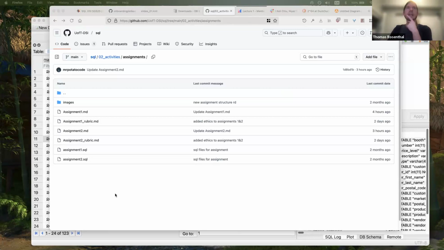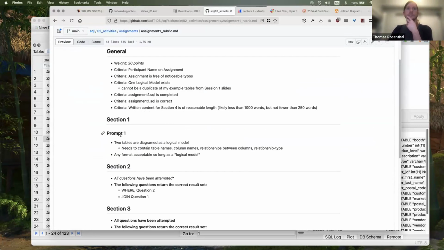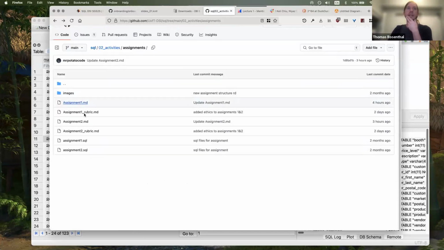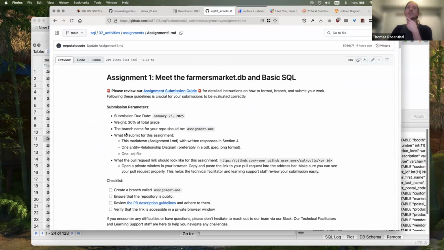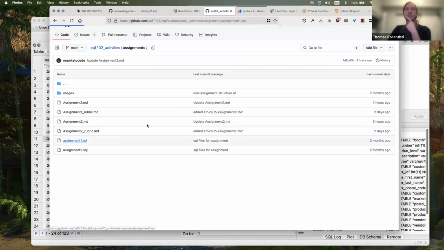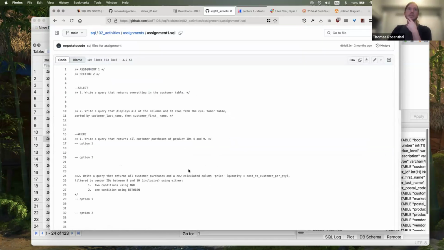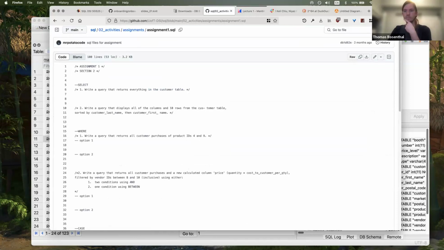So good question. In the rubrics, there are details on what is needed, and also in the assignments here are exactly what to submit. So submit this markdown. Submit 1 entity relationship diagram, preferably as a PDF, JPEG, PNG, whatever, and 1 SQL file, right? So the SQL file we'll get to, but it's here so that you can type this in, right? So good question. Thanks, Chloe.